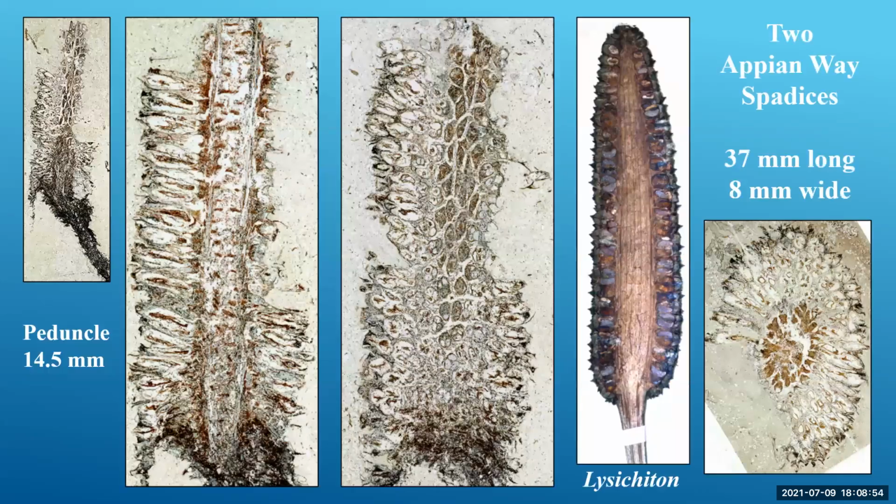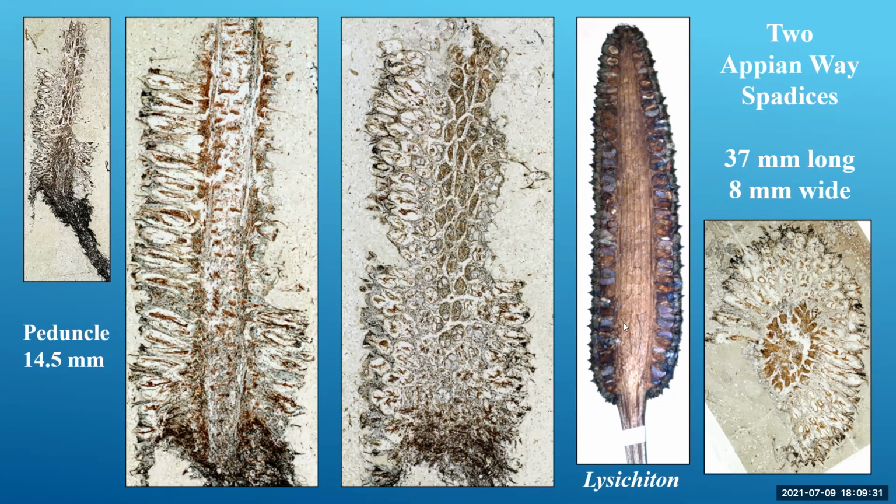This is the third type. This is the Appian Way spadix. And for comparative purposes, I put Lysichiton in here as well, the living Western skunk cabbage. This is the longitudinal section through the spadix, which you see here in these two figures on the left. We think we have a peduncle, which is 14.5 millimeters long, but it's pyritized, so it's not really well preserved. The apex of this is missing, but we have many helically arranged flowers.